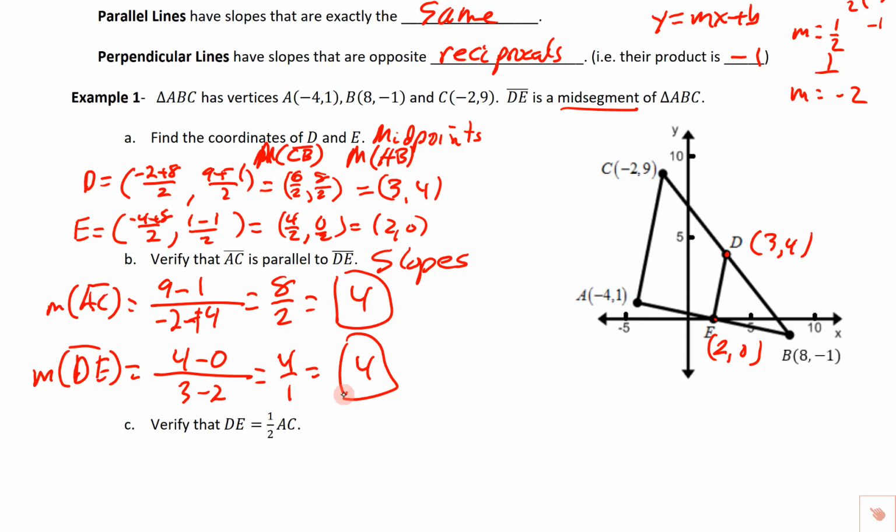Are they parallel? Okay. Now, you might occasionally see something like this. You'll see 3 dots in a little triangle. That just substitutes for the word therefore. So therefore, AC is parallel to DE. We just verified that.